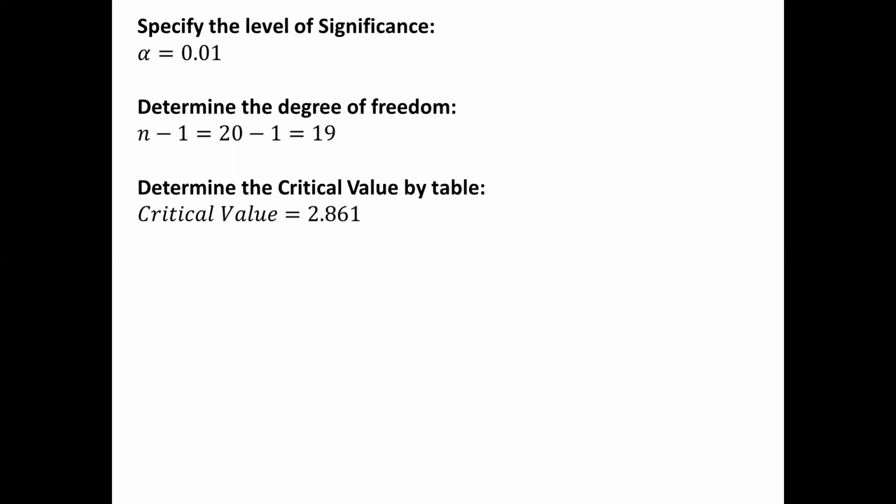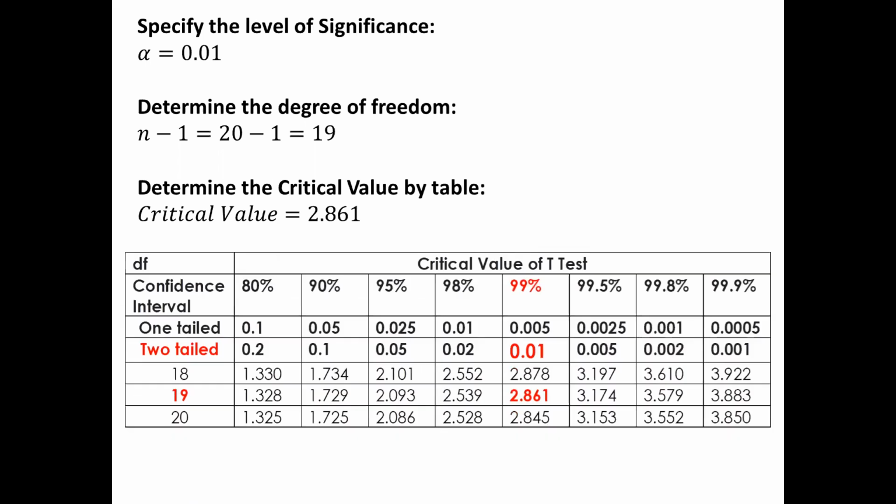Bakit 2.861? Ganito yan. Di ba 0.01, two tail? Ito yung table actually exactly ganyan. Kaya lang shortcut ko may 17, may 16, 15, 21, 22 yung sa confidence interval. So one tail, mamarkahan ko yung two tail. So ito yung 0.01. So sa 0.01, ito yung degree of freedom 19. Dito sila nagtugma, 2.861. Yan yung critical value.